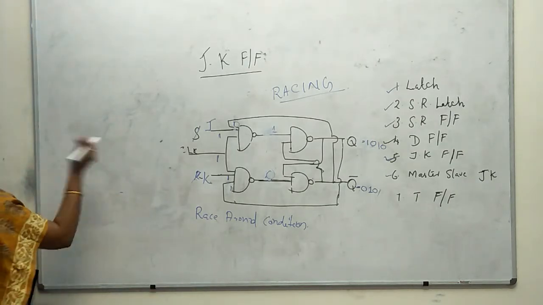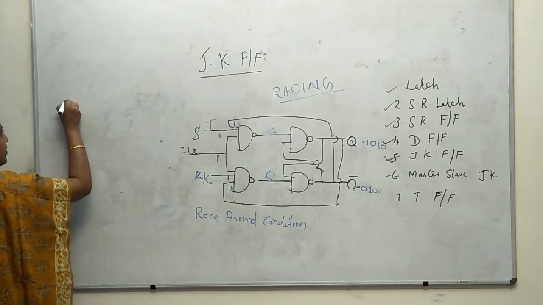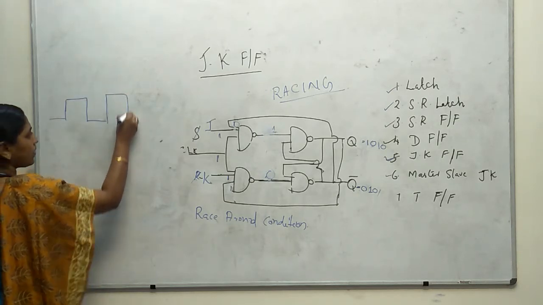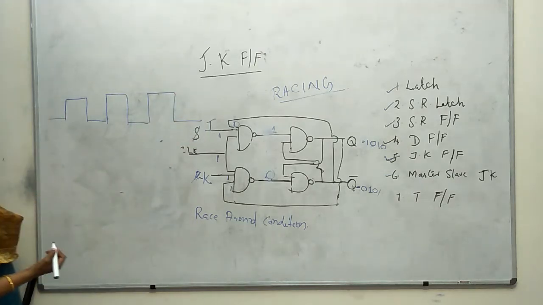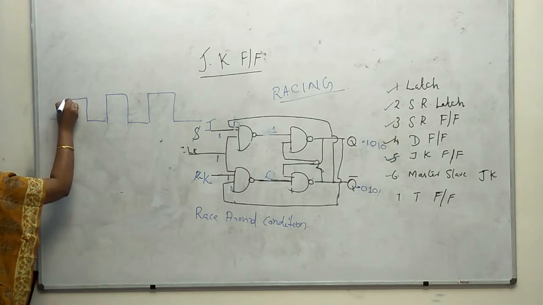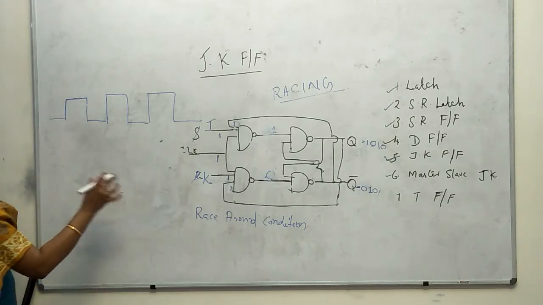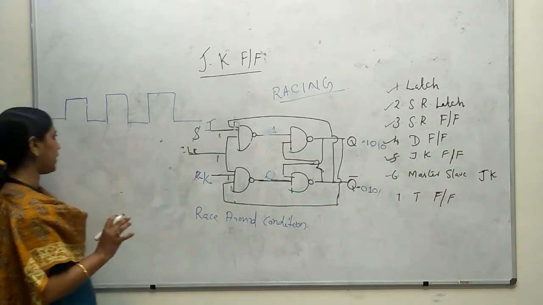So here, you can say that assume that a clock is high. Okay, assume that clock is high. So this is our clock. Assume that when the clock is high, this particular circuitry will get enabled.